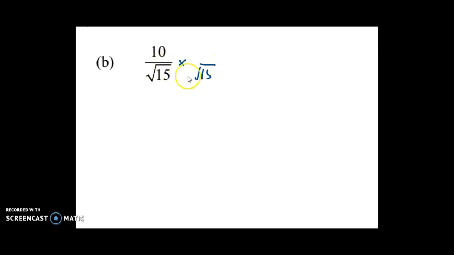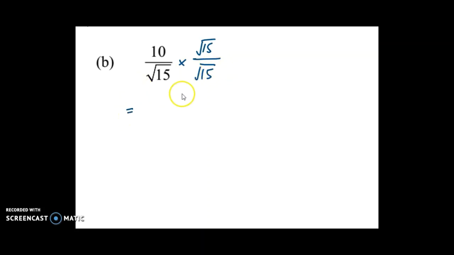So this is the conjugate of surd of 15 is surd of 15. And again, up here we need to multiply by surd of 15 so that we don't change the value of the original question, because surd of 15 divided by surd of 15 is equal to 1. Taking anything multiplied by 1, you will get back itself.